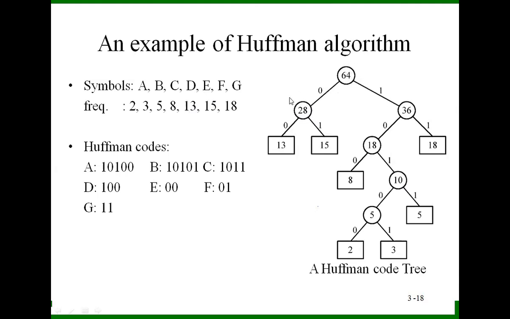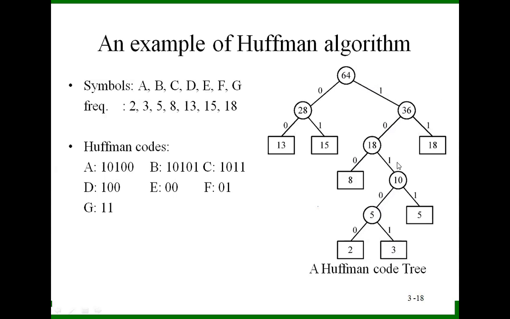Now assigning the codes for each one. Since 2 means here, that is the symbol A. What is the code for symbol A? Starting from root node 64, consider the path up to 2, our symbol A here. So 1, 0, 1, 0, 0. So this is the code.